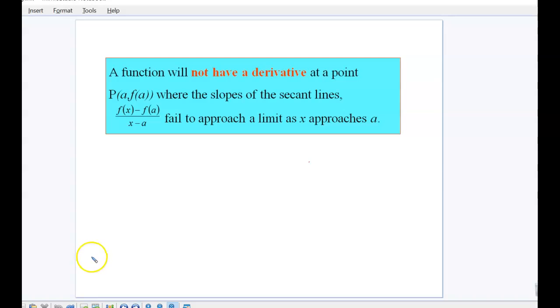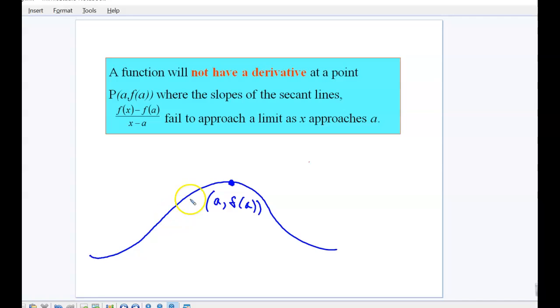So for example, if I had a smooth curve like this, and here was my point (a, f(a)), and if I was to draw tangent lines coming from the right approaching this point, notice that the tangent lines coming from the left are approaching 0. And the slopes of the tangent lines from the right are also approaching 0. So there will be a derivative at the point (a, f(a)).